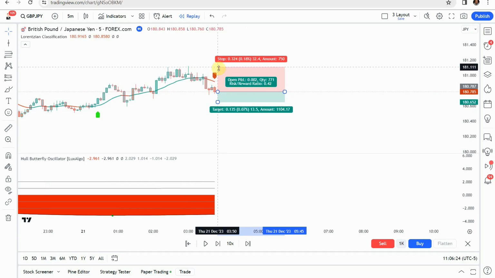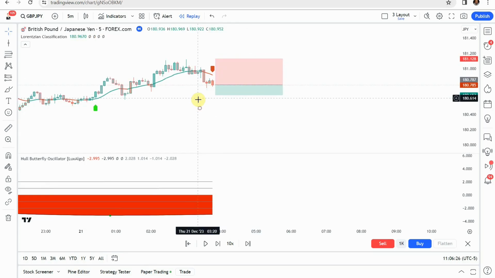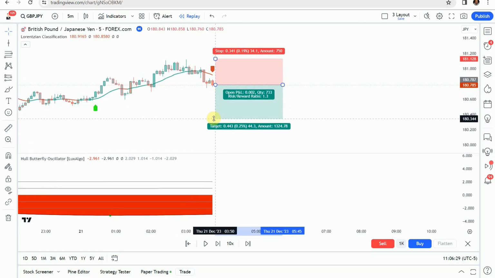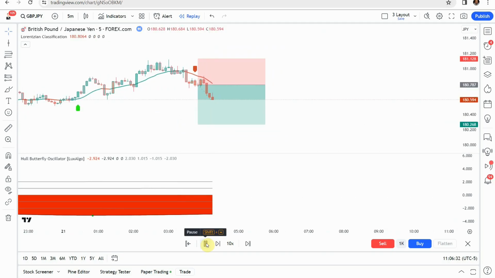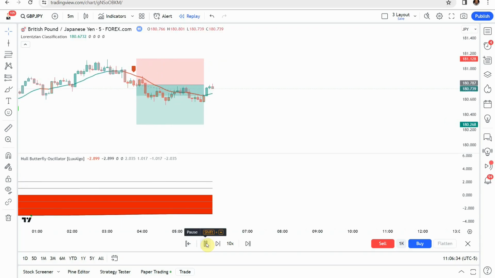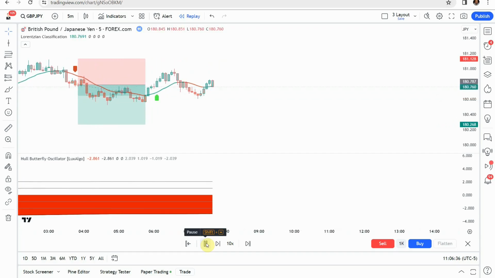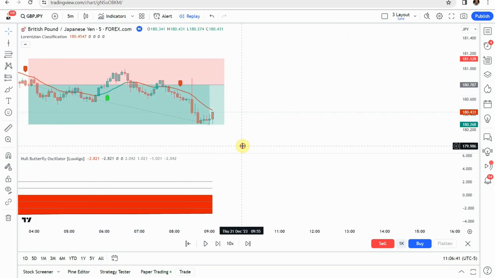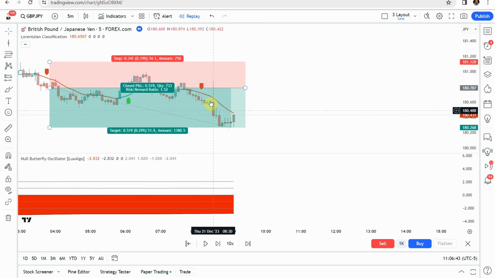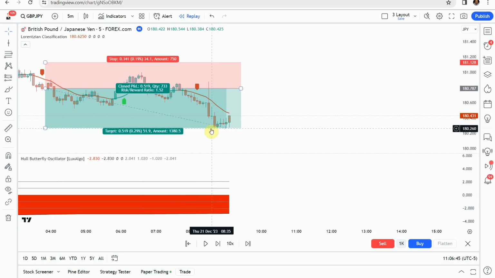Set a position right there, put our stop at the last swing, and we're going to target a 1 to 1.5 risk reward right about there. Let's go ahead and play this forward and see what we get out of it. Alright, so it takes a little bit, but we then eventually make this push to the downside there, getting us to our take profit.